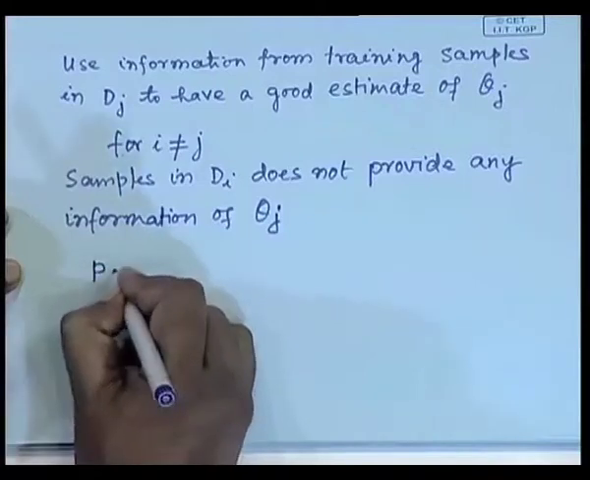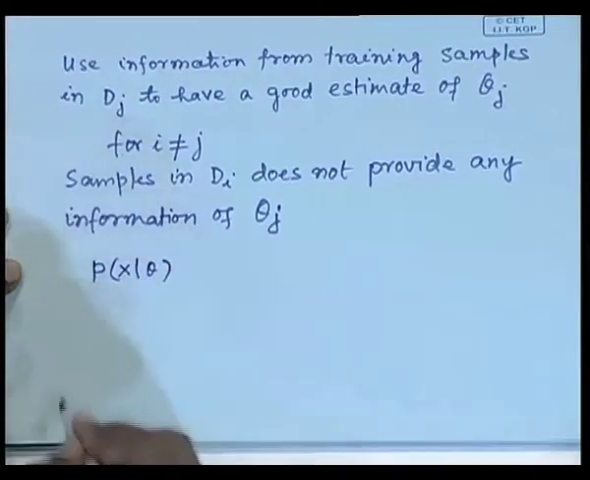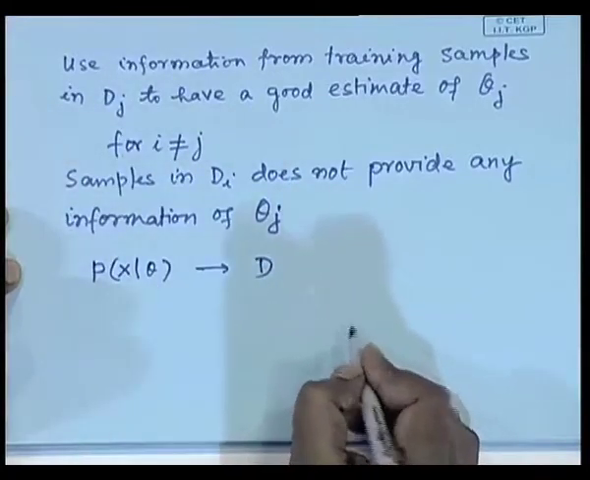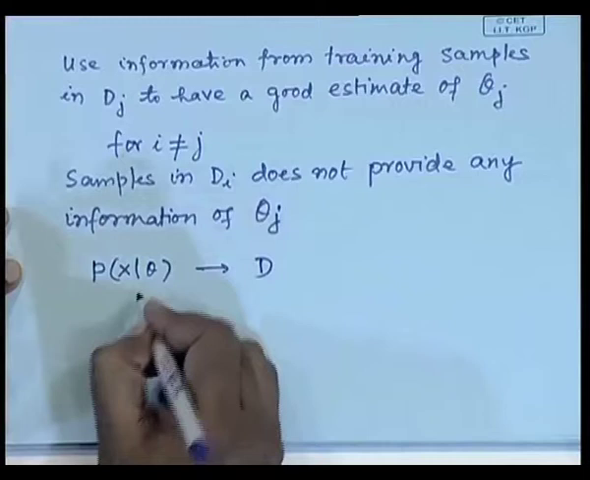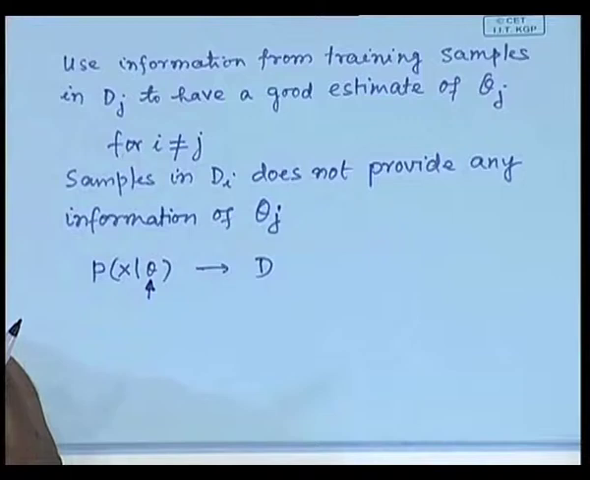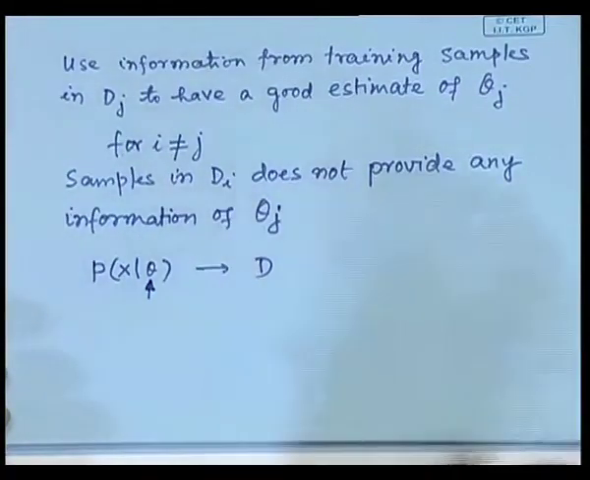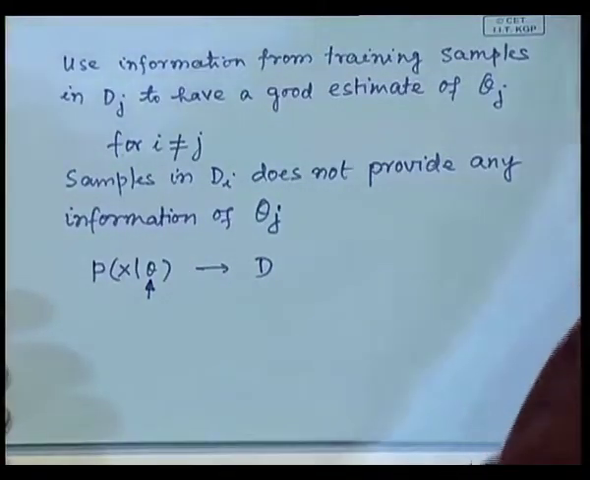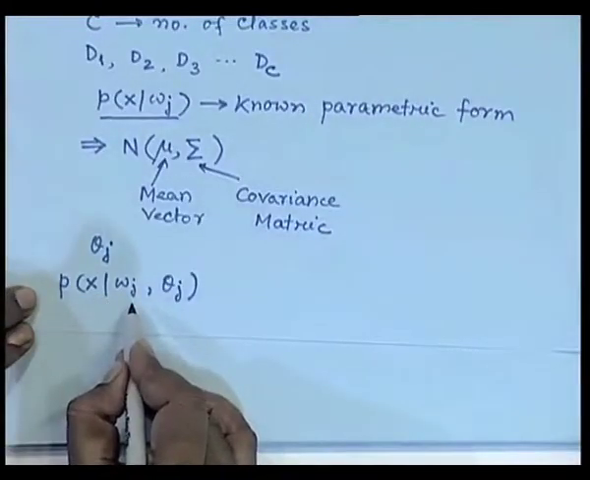Okay. So, instead of using these subscripts, I can simply write that I have to estimate p x given theta, where I have been given a set of samples, set of samples D, okay, and using the information available in these samples, I have to estimate this particular parameter vector theta, right. And as the samples are drawn independently, and if I assume that D contains n number of samples. Okay. So, what is p x given theta? See, what I have said is p x given omega j, theta j.